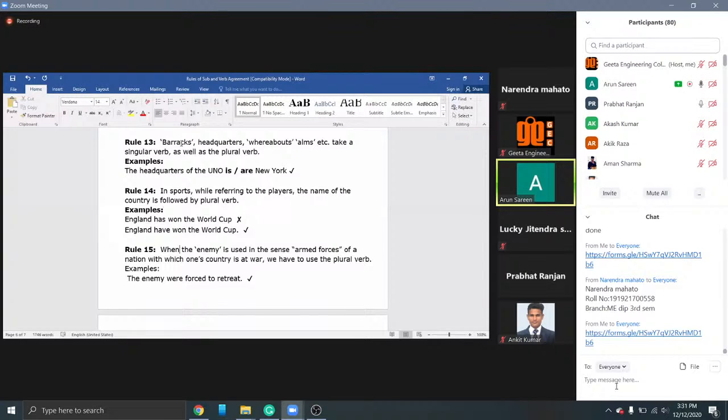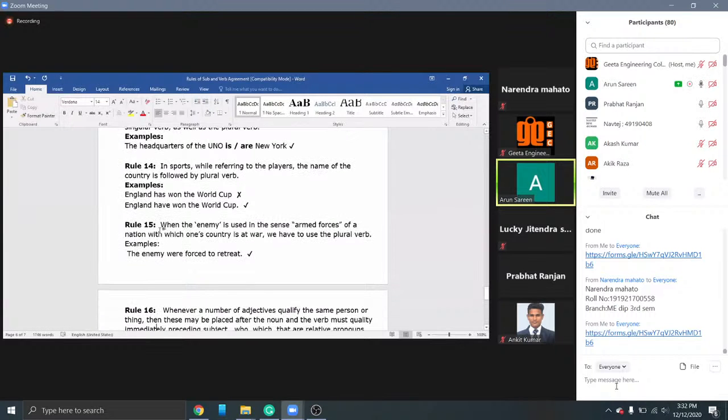Okay, rule number 14. In sports, while referring to the players, the name of the country is followed by plural verb. Oh, I didn't know this. England has won the World Cup. Wrong. England have won the World Cup. See how minute mistake is this? He's saying England has won the World Cup. और देखा जाए तो हम हिंदी में अगर बोलते हैं इंग्लैंड ने वर्ल्ड कप जीत लिया है. No, जीत. Here we have to use plural. England have won the World Cup.